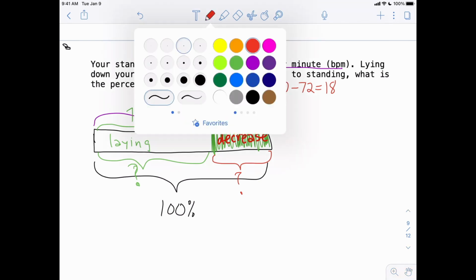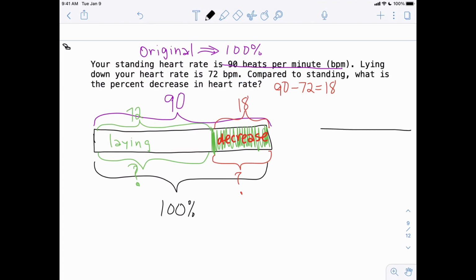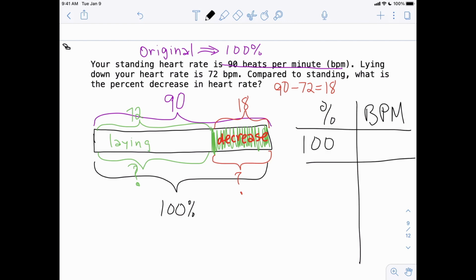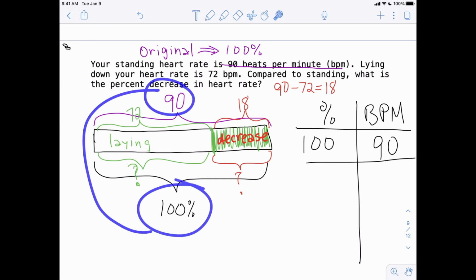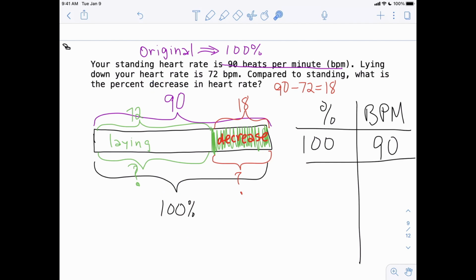So let's do that. Over here on the side, we're going to think about a table of equivalent ratios. There are a lot of ways to do this. Beats per minute. So we know that 100% represents 90 beats per minute. How do we know that? It says right here, 100% represents the 90 beats per minute. And now we want to know what percent represents the 18 beats per minute. That's going to be all the way down here. 18 beats per minute represents what percent?